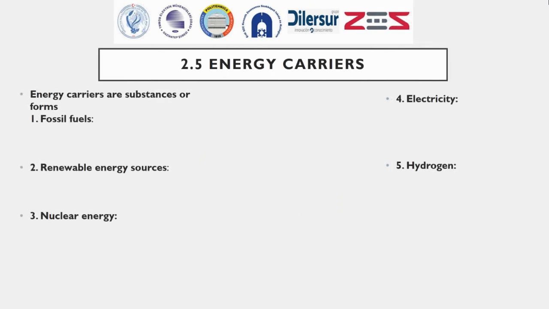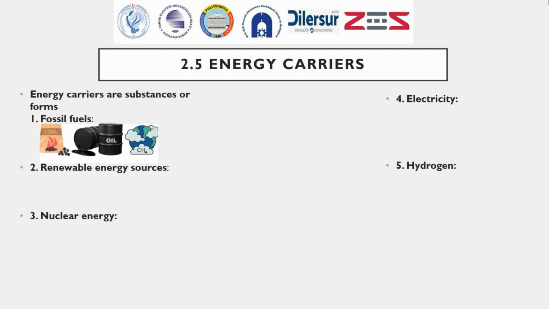Energy carriers are substances or forms that carry energy and enable the transfer and storage of energy. Energy carriers can take different physical or chemical forms, and different types of energy carriers are needed for different energy production and use processes. Some common types of energy carriers are listed below. 1. Fossil fuels. Examples: coal, oil, petroleum, natural gas.